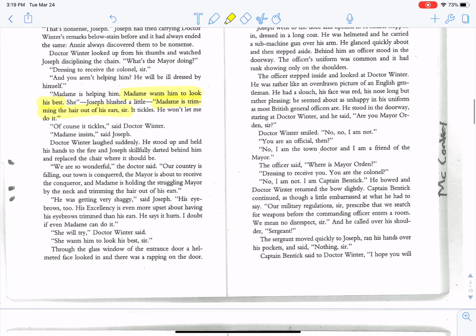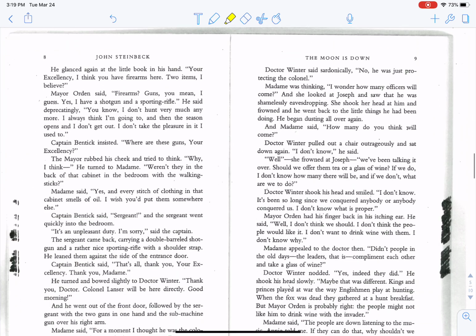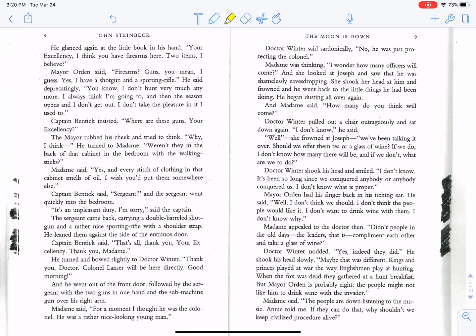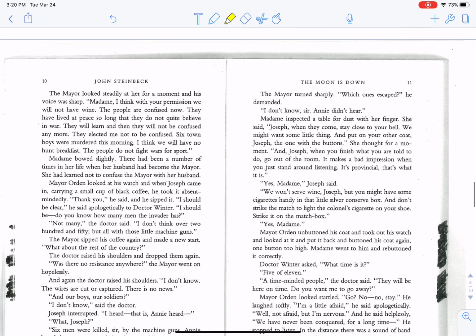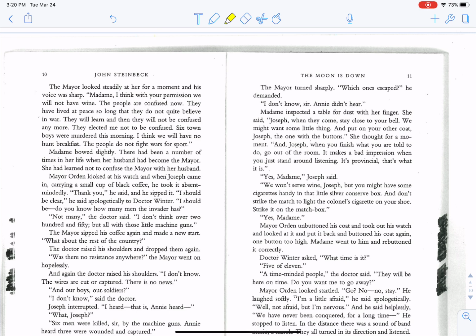The surprise continues. Page 9. After we meet one of the invaders, Captain Bentuk, who we'll talk about more later, the town doesn't know what they should do to be good hosts to these invaders. Joseph and Madam Orden are trying to figure this out. And Madam Orden even says, should we offer them tea or a glass of wine? Is that the right thing to do? Should we just invite them in and say, hey, would you like something to drink? Mayor Orden even acknowledges this confusion. The people are confused now. They lived at peace for so long, they don't quite believe in war. They've not been conquered in a long time.